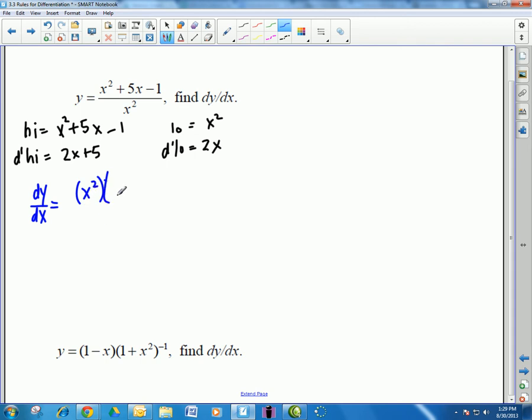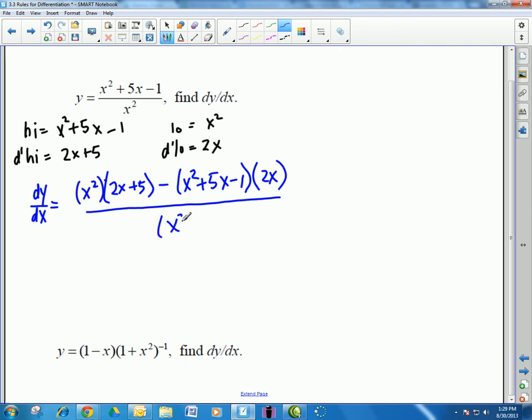So low, d high, minus high, d low, all over low, low. So x squared quantity squared. That's all the calculus involved. That's the easy part. As you'll find out in this class, calculus is the easy part. It's the algebra that's not.